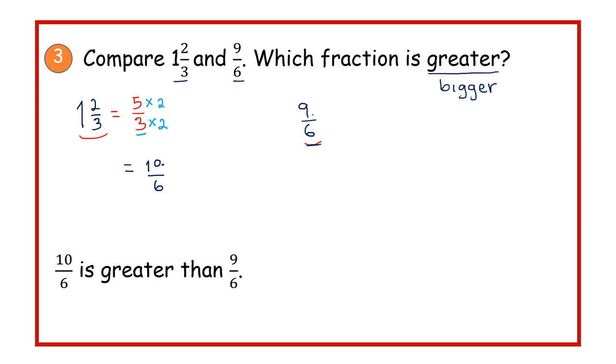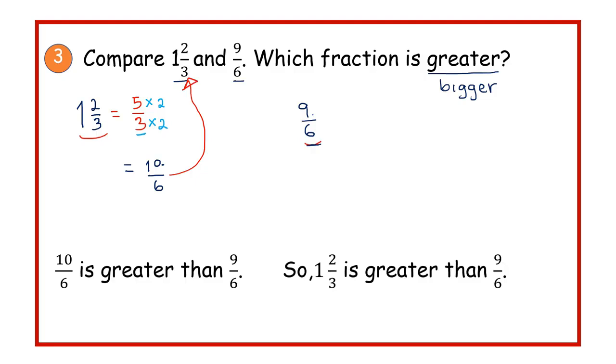But remember that 10 out of 6 is equal to 1 and 2 out of 3. So we can say that 1 and 2 out of 3 is greater than 9 out of 6. And we can write it using a symbol of greater than. And we have it written like this. Okay?